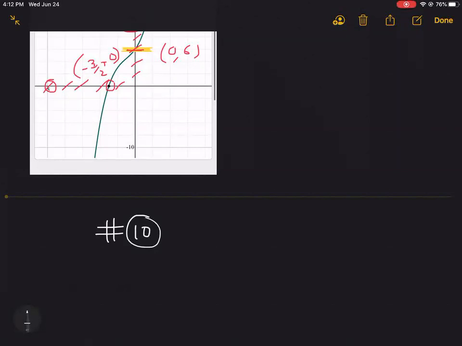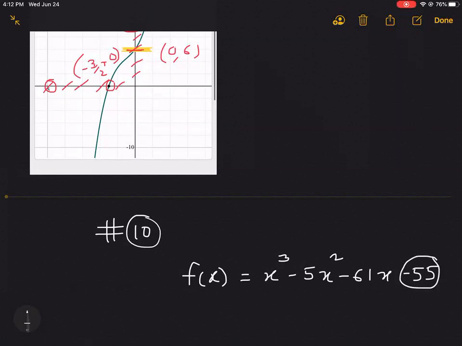Okay, problem 10. F of x equals x cubed minus 5x squared minus 61x minus 55, right? Yeah. Okay, so the factors of 55 will be plus minus 1, plus minus 11, plus minus 5, right?